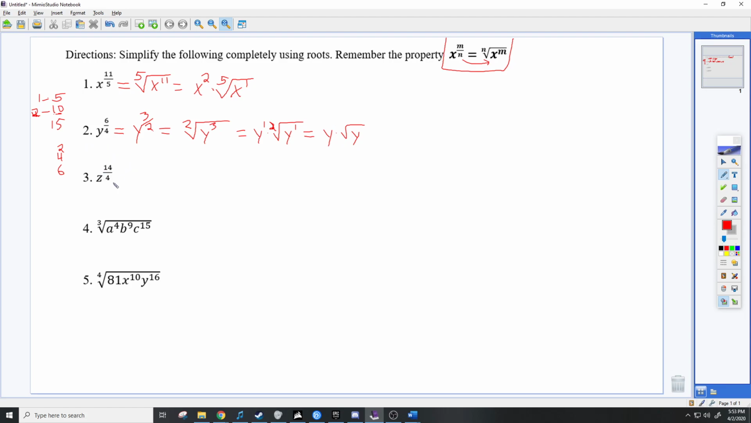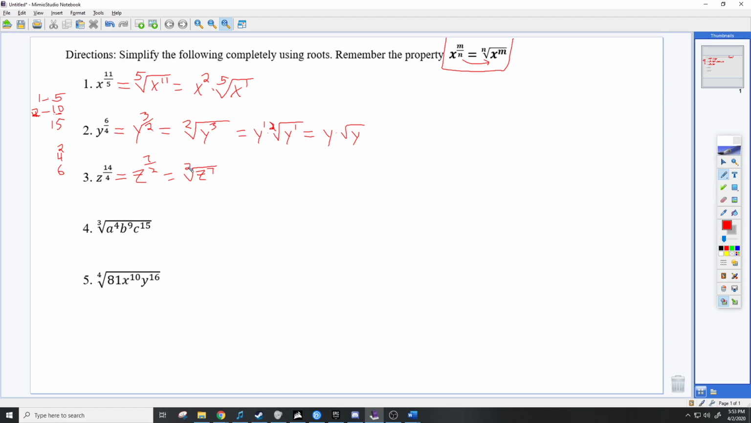All right, for the third one, you can follow the same thing as number 2. We can actually reduce 14 over 4. It just allows us to use fewer numbers overall. So 14 over 4 is the same thing as dividing both by 2, 7 over 2. So again, we have a square root. So this is the square root of z to the 7th.